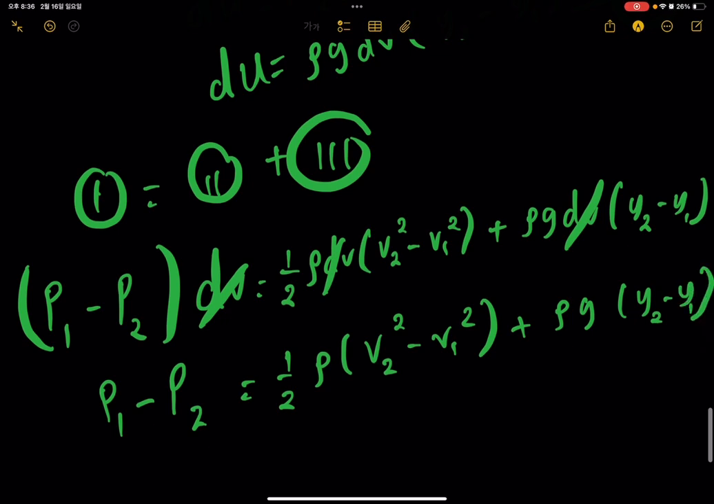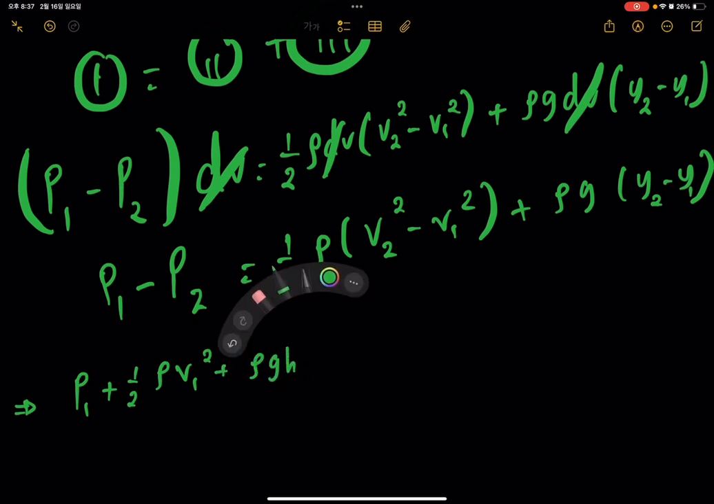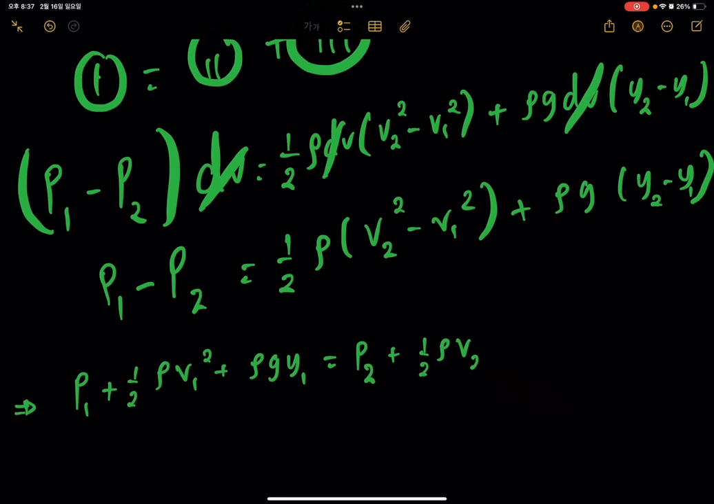If we rearrange this equation, we're going to be left with P1 plus half rho v1 squared plus rho g y1 is equal to P2 plus half rho v2 squared plus rho g y2.